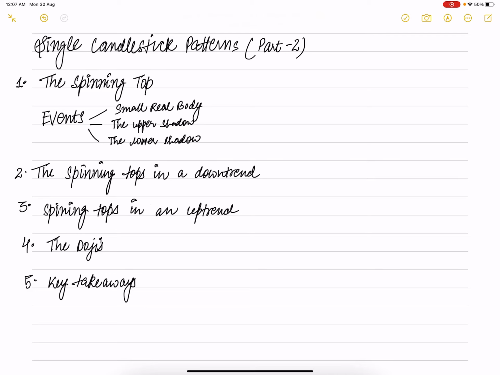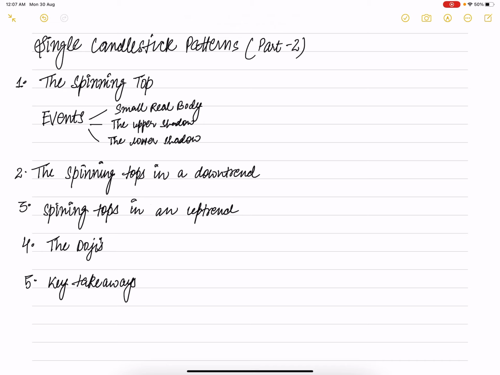In today's video, we'll see single candlestick patterns. The first topic we'll cover in this video is the spinning top. The first video for this candlestick pattern has already been uploaded, so you can probably see that video and come to this video later.